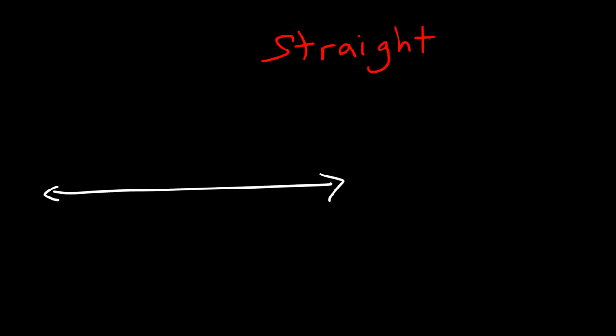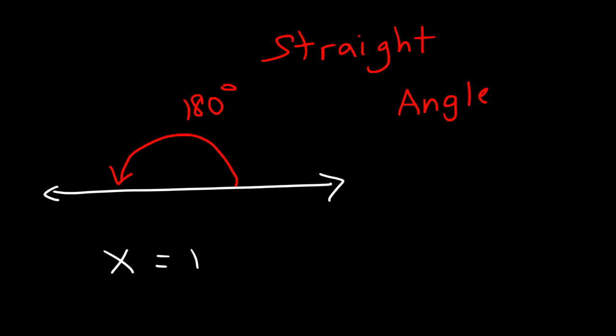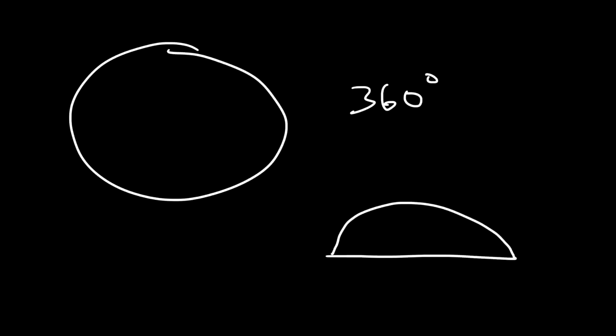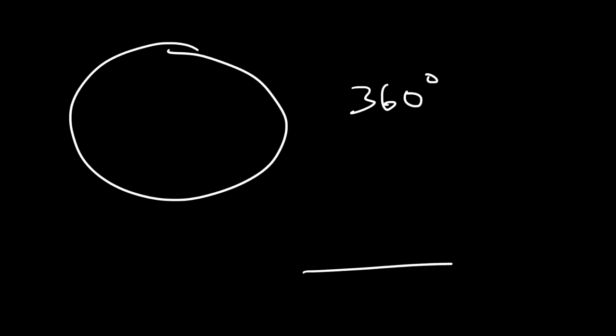And finally, a straight angle. A straight angle is basically the angle of a straight line. And a straight line always has a measure of 180 degrees. So that's a straight angle. A full circle is always 360 degrees, but half a circle is 180. So notice that if you draw a straight line, the angle that forms is basically in the shape of a semicircle. That's 180.